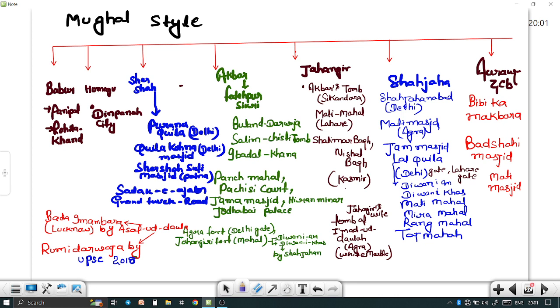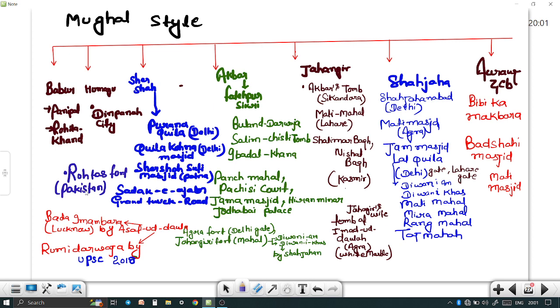Pakistan. So it is also important because Rohtas is also in India, in Bihar, a district. So Rohtas Fort, keep in mind, this is in Pakistan. And Sher Shah also built the Grand Trunk Road, which had the name Sadak-e-Azam. This was the old name, and it was later called the Grand Trunk Road.